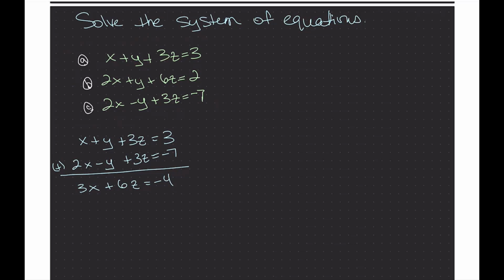So B, what are we going to get? 2x plus y plus 6z equals 2. And we're going to put that with C, right? Which was 2x minus y plus 3z equals negative 7.